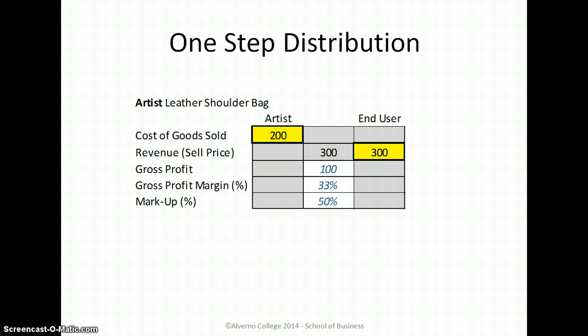So now let's switch over to the spreadsheet. If you have access to this, it is interactive. Well, let me explain the components of this first. So we have the artist leather shoulder bag. As we said before, cost of goods was $200, and then the sell price was $300. And this column is essentially just transferring those formulas that you saw earlier. So the gross profit was $100. The gross profit margin in percentage was 33%, and the markup, as you recall, was 50%. So you can see how these translate over.